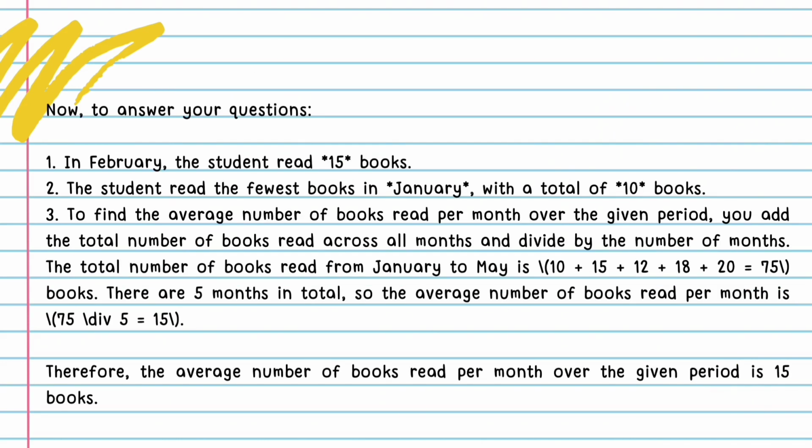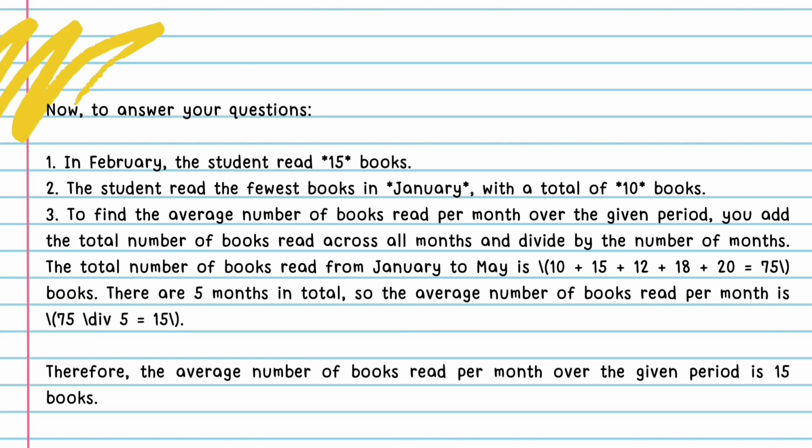Now, to answer your questions, the answer to question number 1 is: in February, the student read 15 books. The answer to question number 2 is: the student read the fewest books in January with a total of 10 books. To answer question number 3, you must find the total number of books read from January to May and add it all.